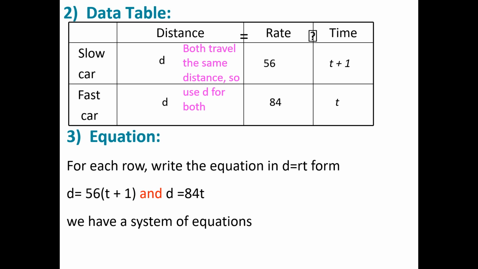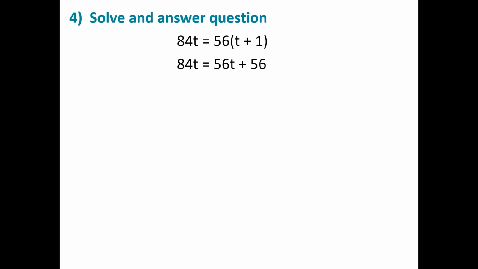I'm going to take my two equations, combine them with the equal values method, and solve. I'm going to start out by distributing the 56. I'm going to subtract 56t off the 84t, and I'm going to divide by the 28 to find that t is 2.